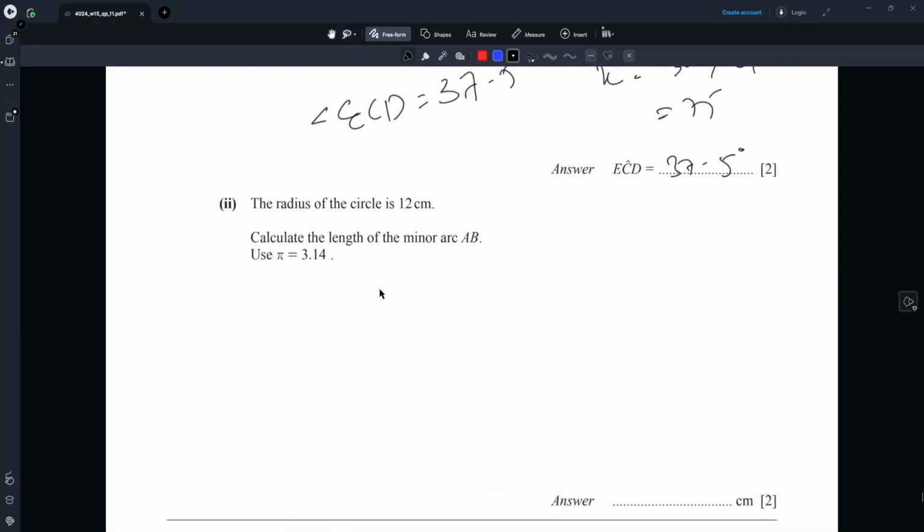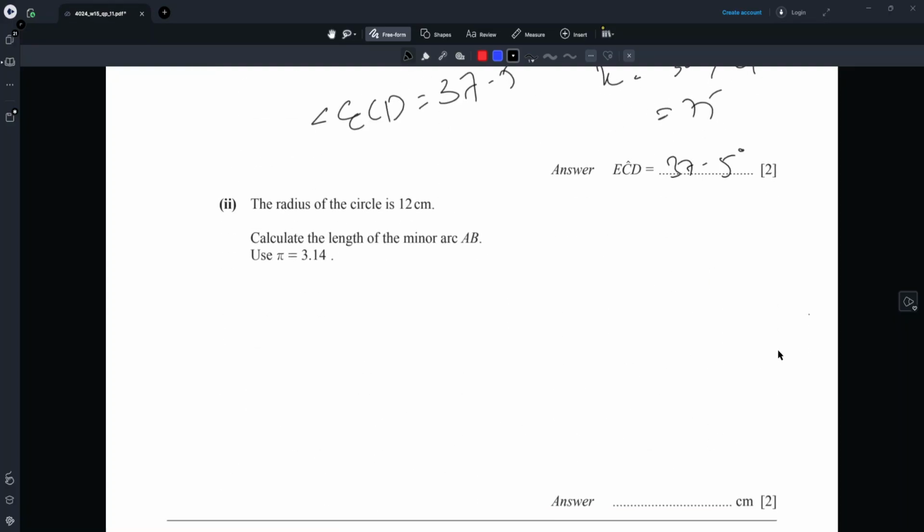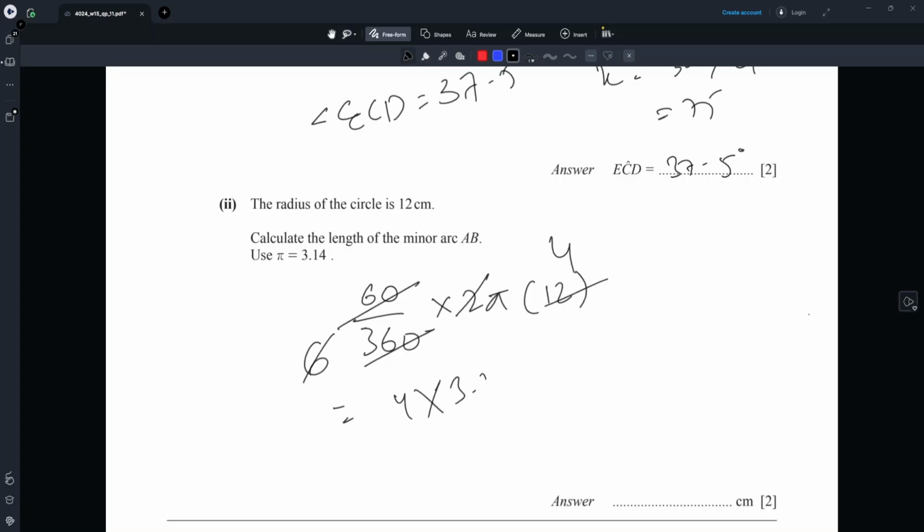The radius of the circle is 12 centimeters. Calculate the length of the minor arc AB. So the radius is 12, and it says to find the length of this arc. So I have to deal with the radius here. The minor arc length happens to be r theta, or actually I don't even need that because it's in degrees. So it's going to be 60 by 360 into 2 pi into 12. This is 6. This is 4. So 4 times 3.14, there we get 12.56. There we go. That's the answer.